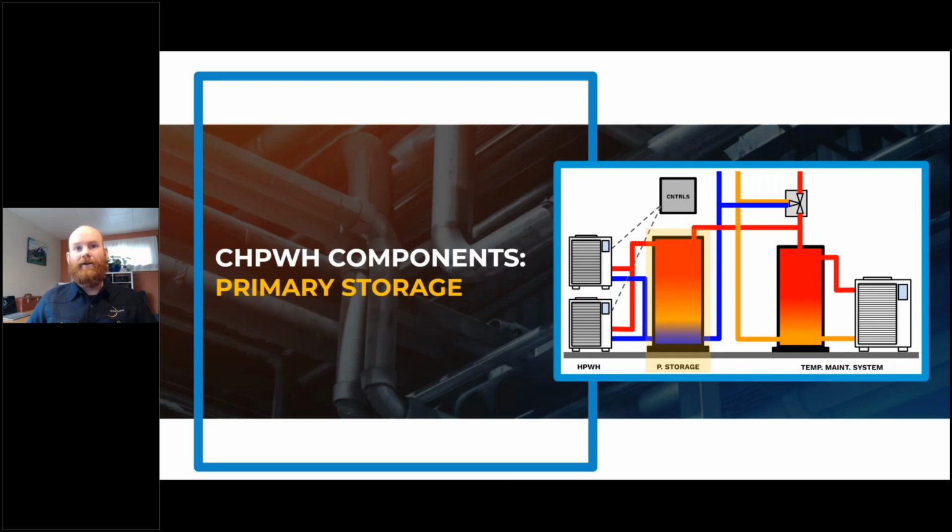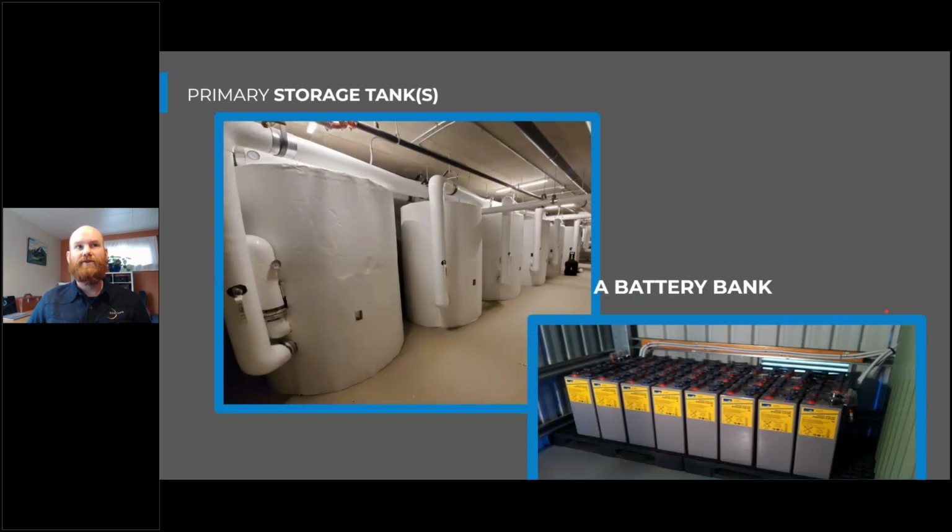And now the next component is our primary storage. This is where we're storing our hot water for use. We can think of this as our battery bank. These tanks are all connected in series, meaning the top is connected to the bottom of each one. And that allows us to really extend our thermal volume, having our cool or bottom tank here and having our hot top tank at the end of that circuit.